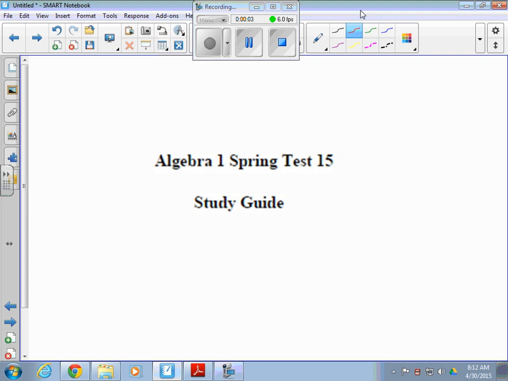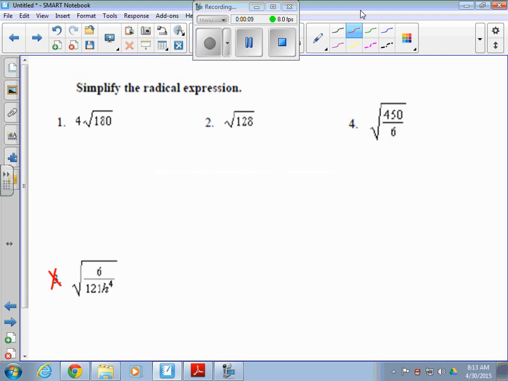This is Algebra 1, spring test number 15, be our study guide. We're going to eliminate question number 3, not because it's exceptionally difficult, but because it has h to the fourth in it. We didn't go over how to undo variables or how to do variables when they were under a radical. So we'll just take it off for right now, talk about it after this test.